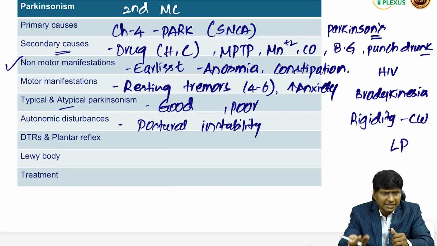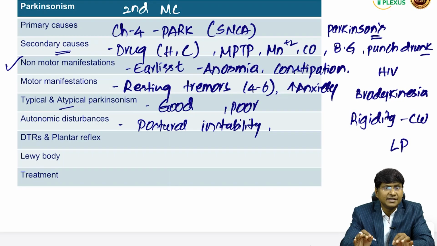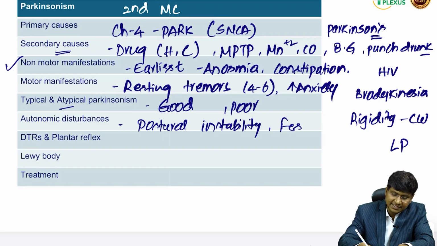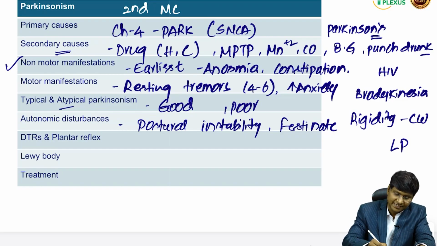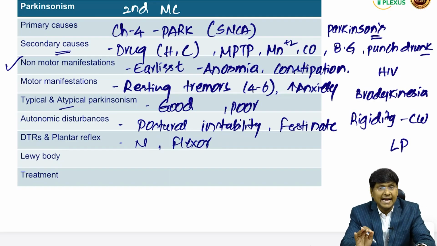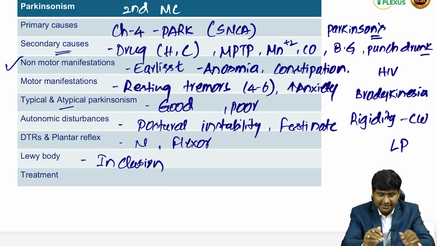Okay, the gait, if you see here, is a short shuffling gait, and this gait we describe as the festinate gait. And what happens to the deep tendon reflexes? The deep tendon reflexes are normal, they are not altered, and the plantar reflex will be a flexor response. And the very important inclusion body that you have is the Lewy body, right? The inclusion bodies will be the Lewy body.